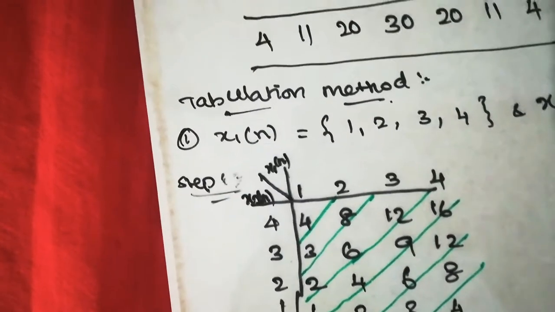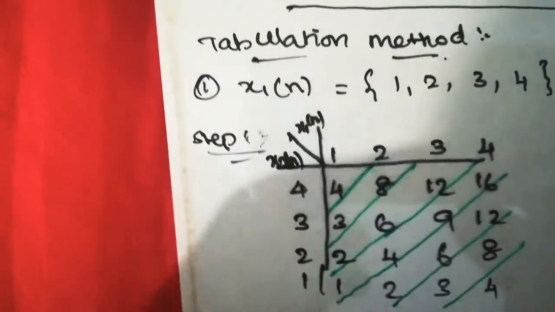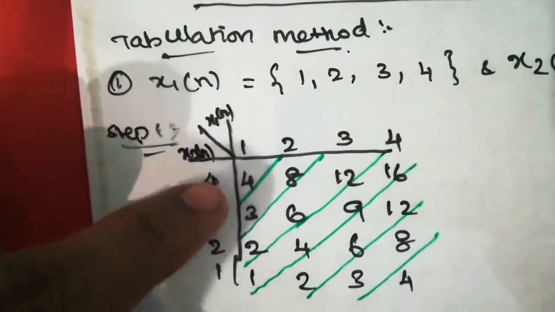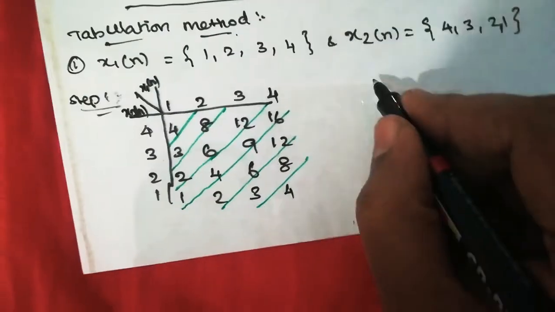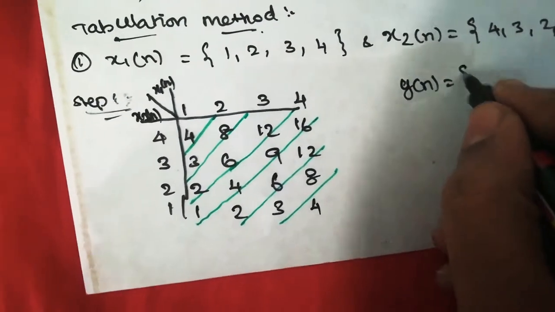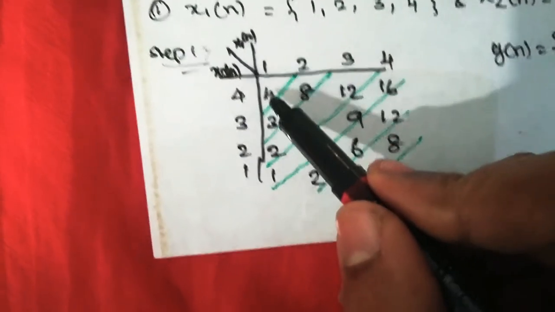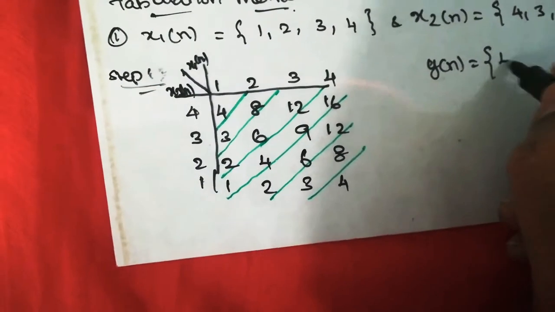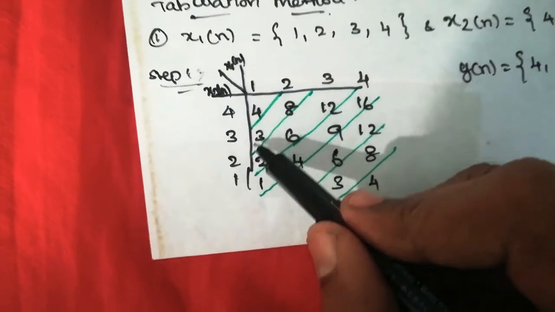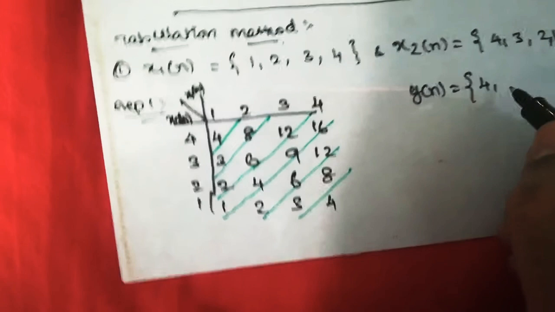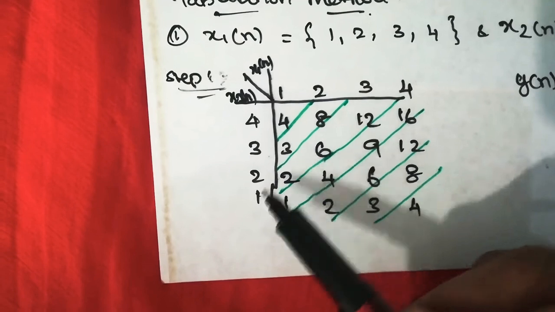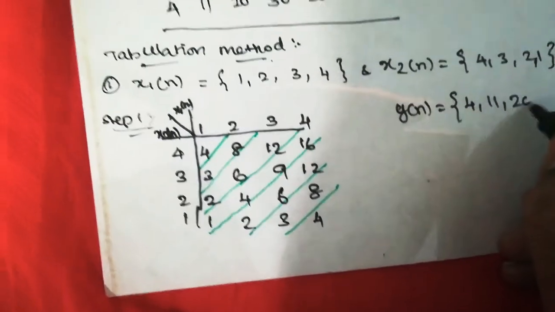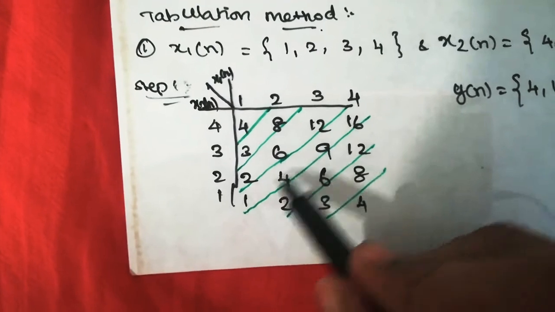Okay, so the last step is you just add the diagonal values from the top. So therefore y of n is equal to: the first diagonal box consists of only one sample, that is 4. So we put down 4. Next the diagonal box consists of two samples, we just add them together: 8 plus 3 is 11. Next the third diagonal box consists of 3 samples, so 6 plus 2 is 8, 8 plus 12 is 20. Next the fourth diagonal box consists of 16 plus 4 is 20, 20 plus 10 is 30.